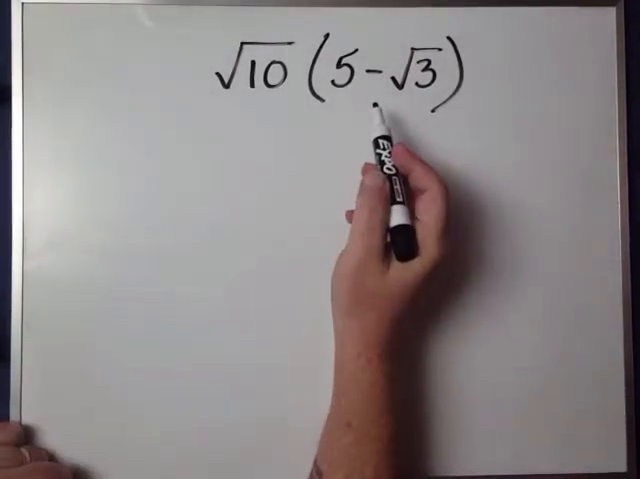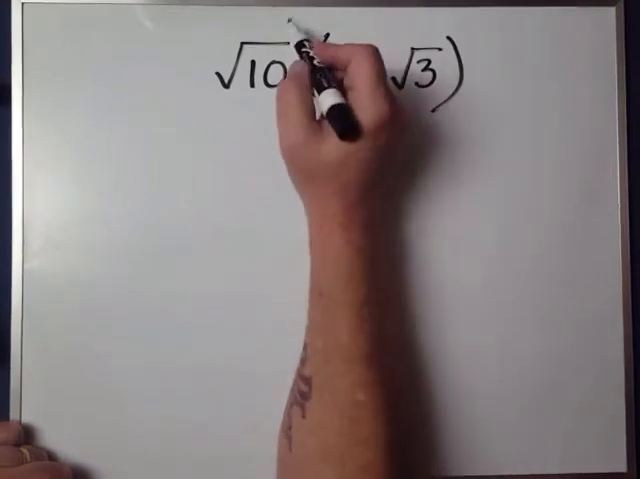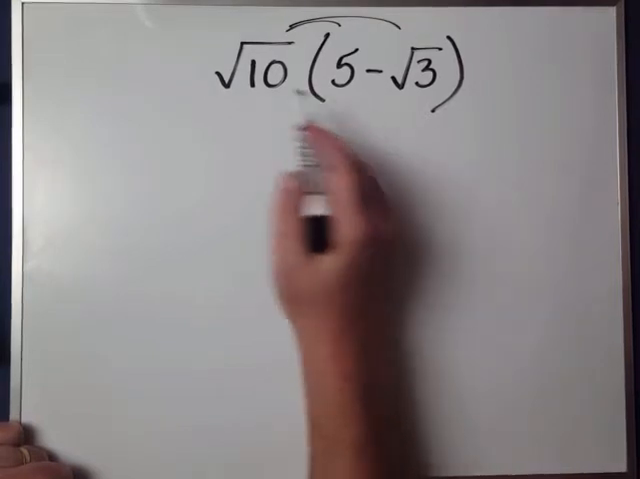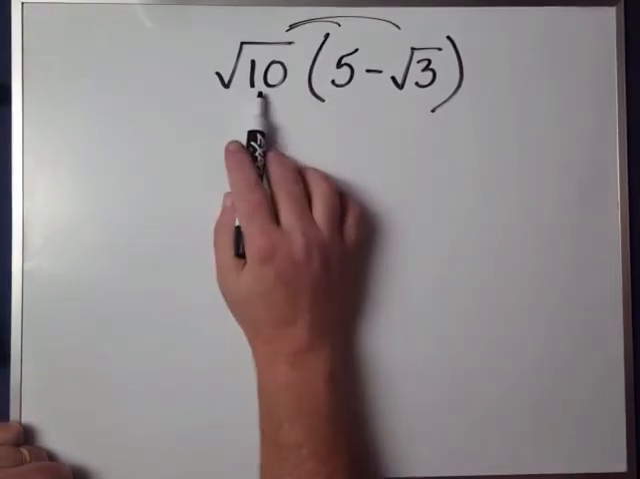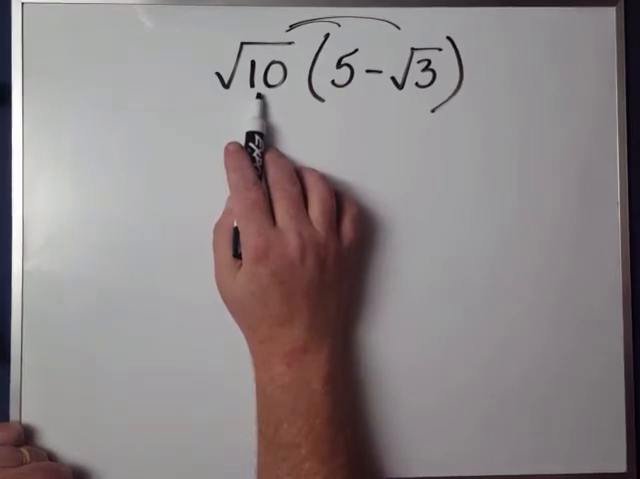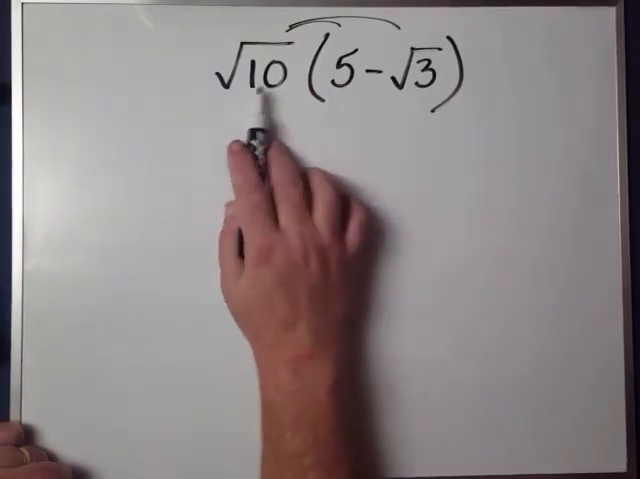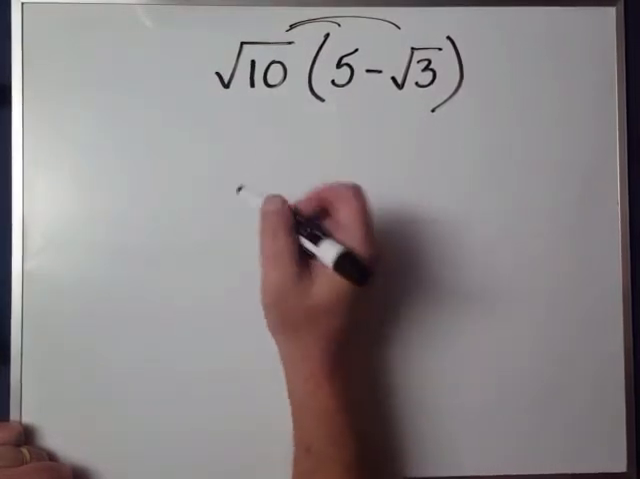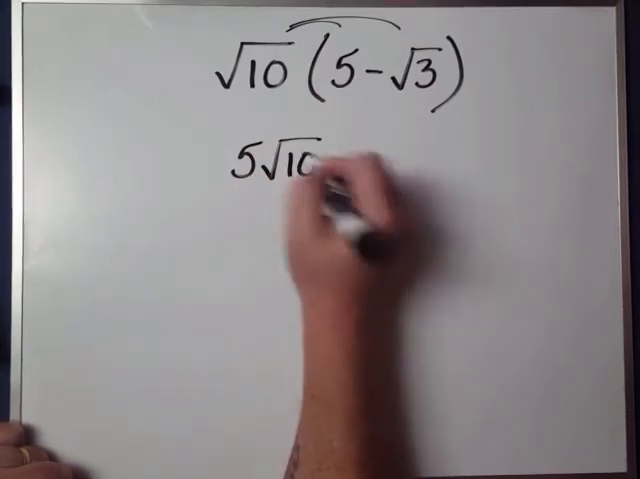To multiply, we're going to distribute this square root of 10 to each of the two terms inside the parentheses. Square root of 10 times 5. The 10 is inside a square root. The 5 is outside of a square root. So the 10 and the 5 can't see each other. This is simply 5 times the square root of 10. 5 square roots of 10.